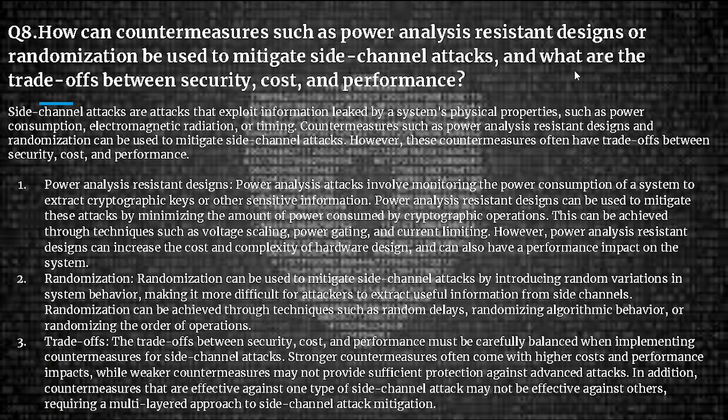Now, how can countermeasures such as power analysis resistant design or randomization be used to mitigate side channel attacks? And what are the trade-offs between security, cost, and performance? Side channel attacks are attacks that exploit information leaked by a system's physical properties such as power consumption, electromagnetic radiation, or timing. Countermeasures such as power analysis resistant design and randomization can be used to mitigate side channel attacks.